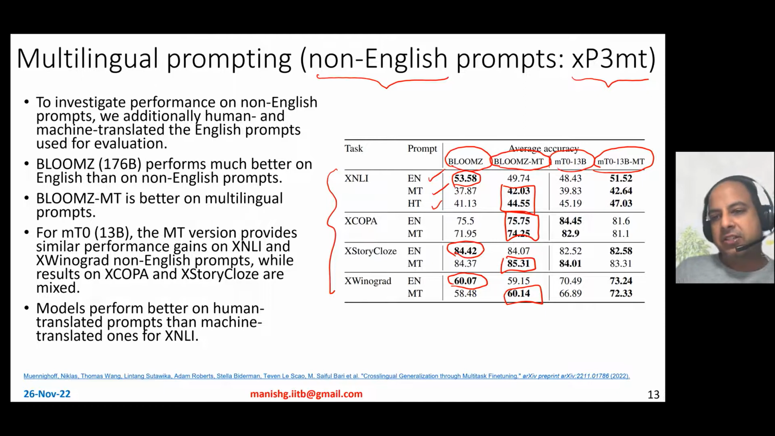For MT0, however, the story is sort of mixed. For MT0, you see that sometimes, even on English, or rather even in the multilingual case, MT0 is performing better than MT0 MT. So for MT0 the story is mixed, but for BLOOMZ it's a very clear story: if you have machine translated prompts, you see better results on multilingual prompts rather than English prompts. Typically, in XNLI, they also observed that human translated prompts gave better results compared to machine translated prompts. Now that's probably just for XNLI, but at least that was observed.